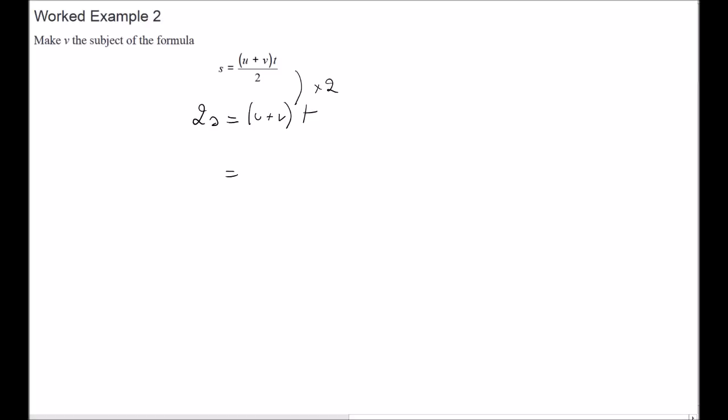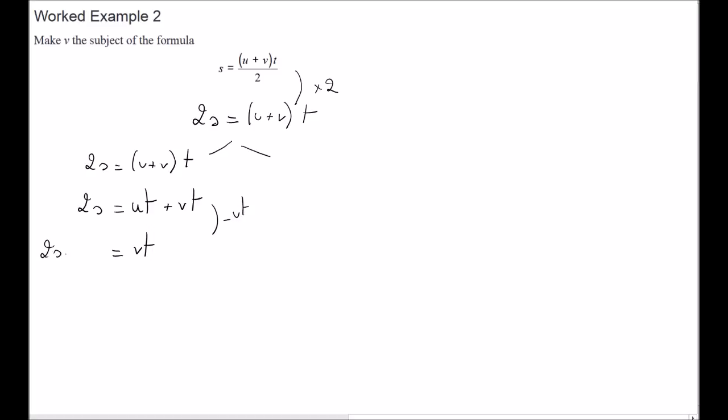Now, I need to get rid of that bracket because my v is still inside those brackets. There's 2 options to do that. I'm going to start with the first one. All right, I'm going to copy that again just to make it a bit more clear. I still need to make v the subject, so I'm going to get rid of these brackets. How? Well, I'm going to multiply them out. So I've got ut plus vt is equal to 2s. Then I still just need v. I'm going to get rid of everything that doesn't contain a v. So I need to get rid of plus u times t. So I'm going to do minus u times t.